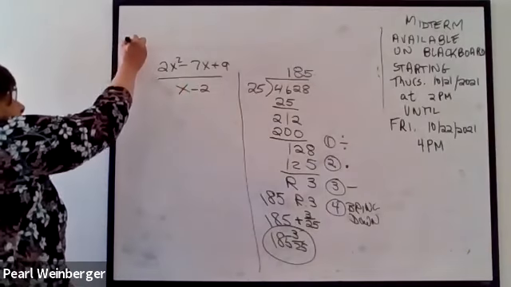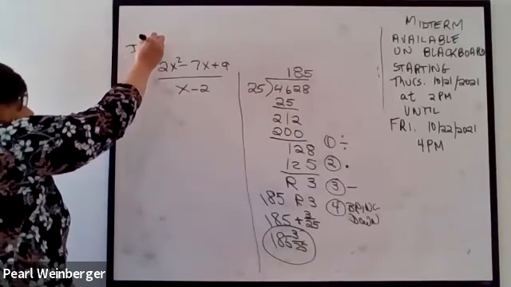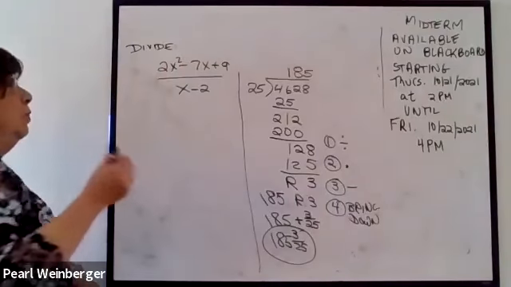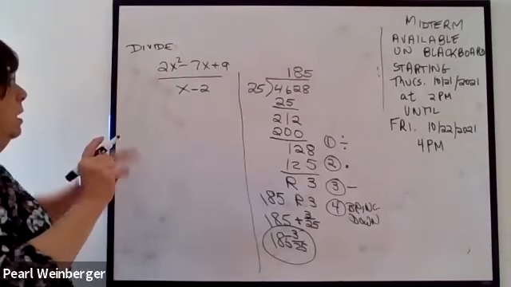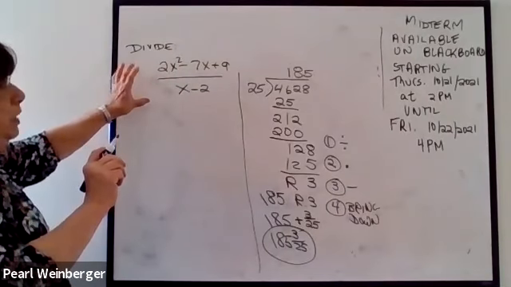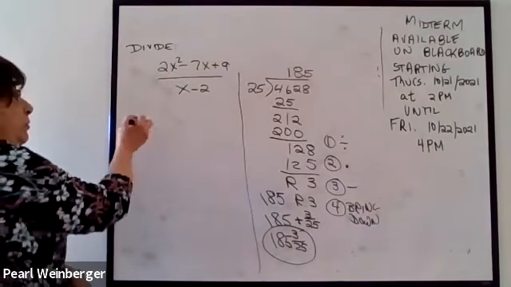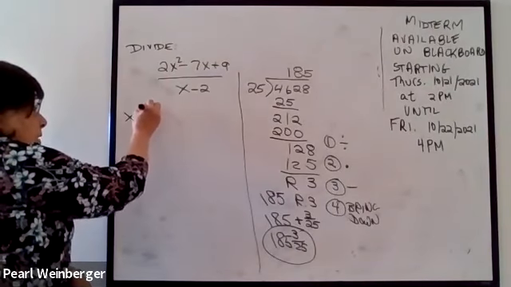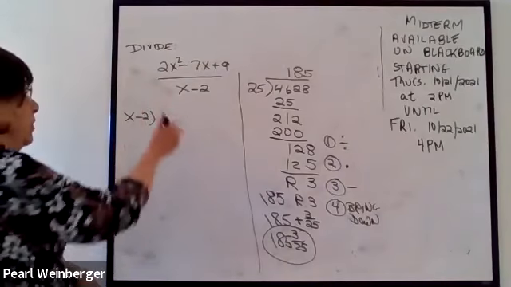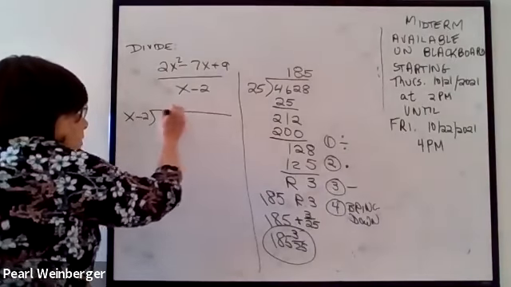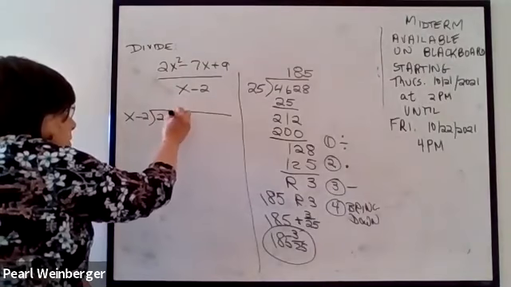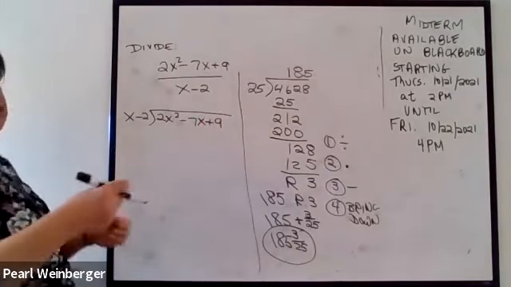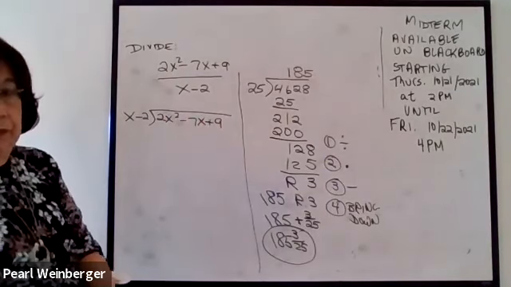And again, the instructions say divide. They want us to do long division. So step 1 is to rewrite the problem like a regular division. In other words, put the x minus 2 on the outside. Remember, the denominator is the divisor. And the 2x squared minus 7x plus 9 is what we call the dividend, what we're dividing into.